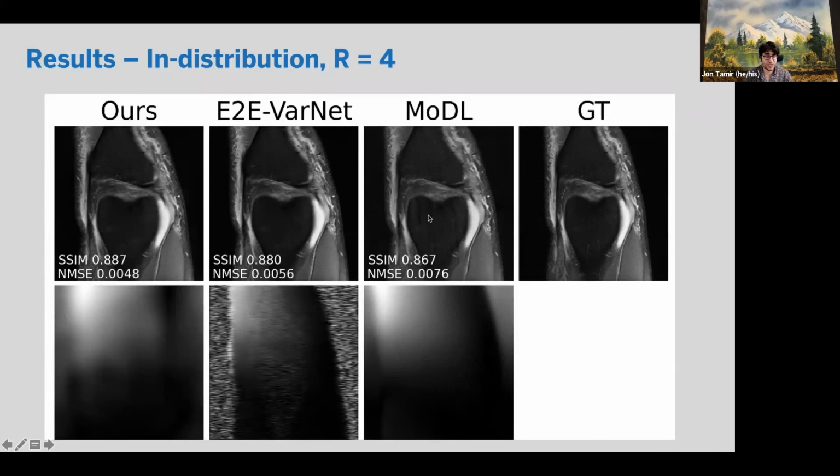So in particular, you can see that with MoDL, there's still some residual aliasing in the bone. And I would say that the relative differences between ours and end-to-end VarNet are marginal, although we do improve slightly on the metrics. But one thing you can see in particular is that their estimated maps here have leakage of the image content inside of them. So you can really see the outline of the bone in their sensitivity maps. And I'm only showing one sensitivity map. Keep in mind that there's 15 of them in each of these data sets.